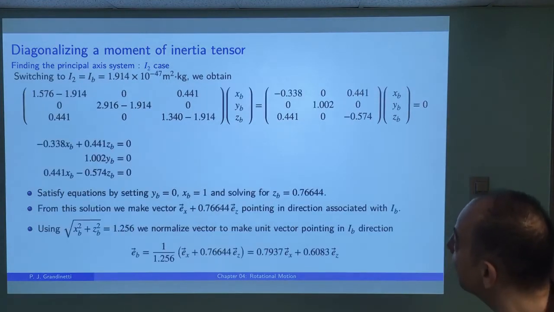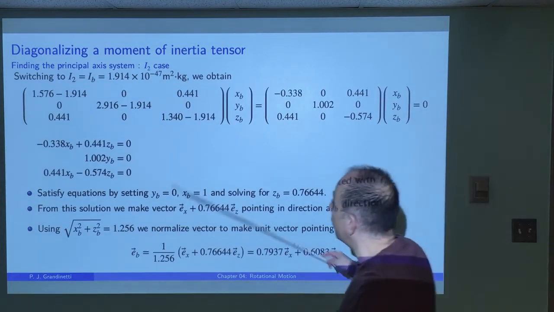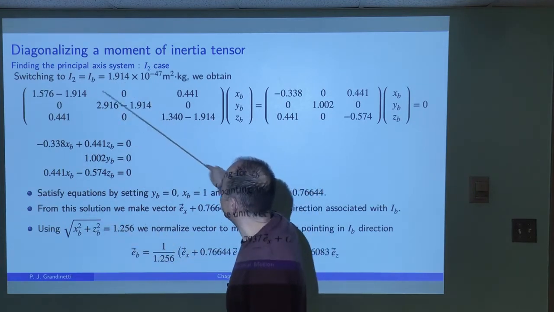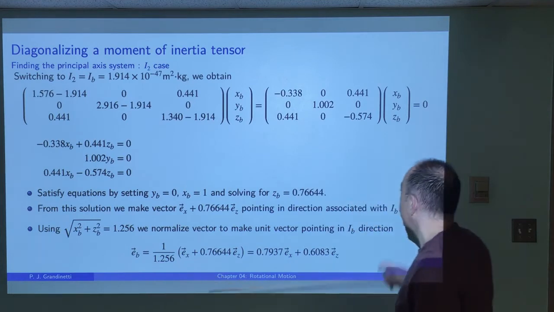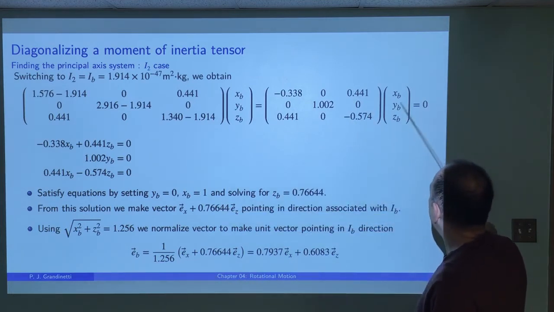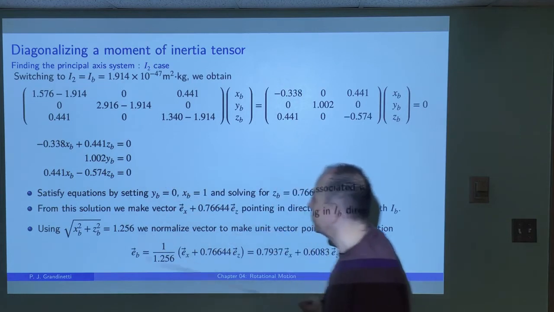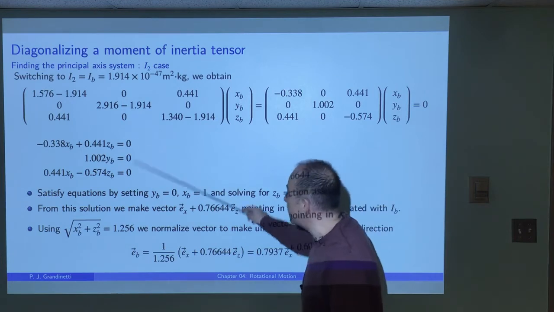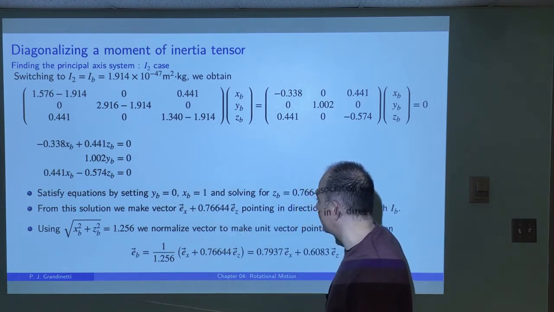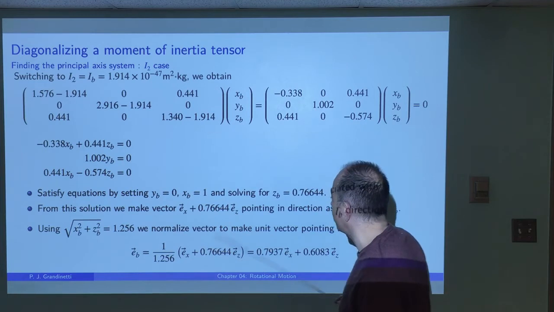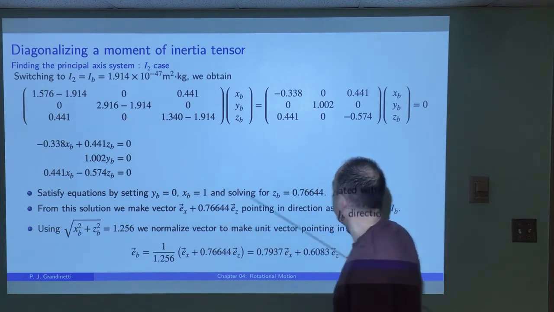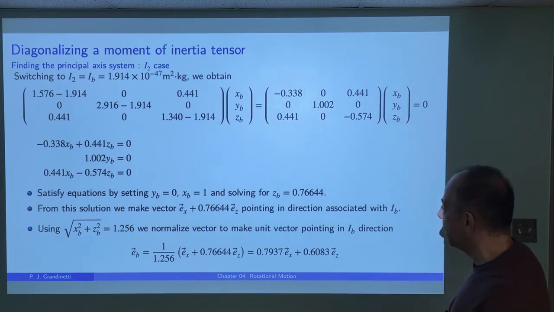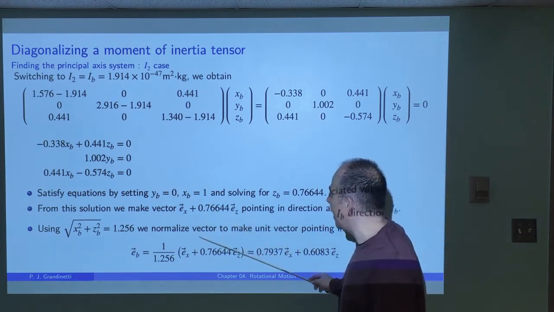Now let's look at the other two, which are a little bit harder. So now for the B component, which was a value of 1.914, we subtract that from all the diagonal values. We get this matrix here. Now we'll multiply this out and we get three equations. And now we don't have such a trivial solution. So we can satisfy these equations by setting YB equal to 0, and we can set XB equal to 1, and then we can solve for ZB, and we get a value of 7.6644.